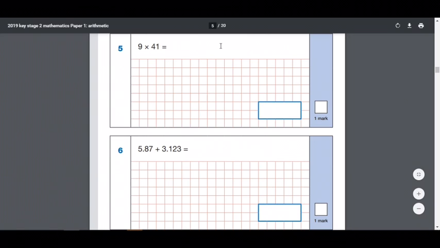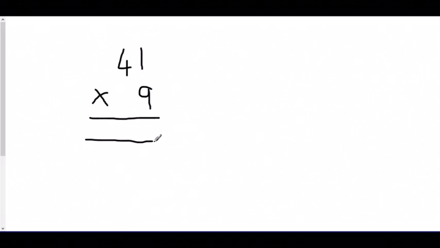Question 5, 9 times 41. The children would be required to do the method for this, and there's a few different methods that they can use to be successful. The question said 9 times 41, but 41 times 9 makes it much clearer. The children can do the short multiplication method, which looks like this, and they multiply each of these top digits by the 9. So 1 times 9 is 9, 4 times 9 is 36, it's actually 40 times 9, which is 360, and then it's 369 as the answer.